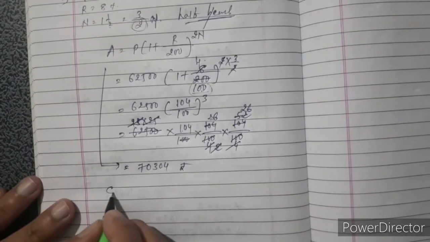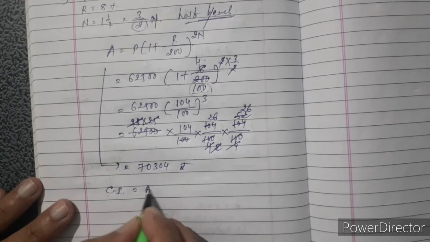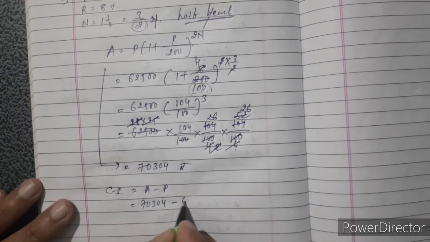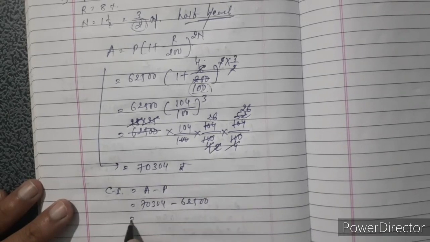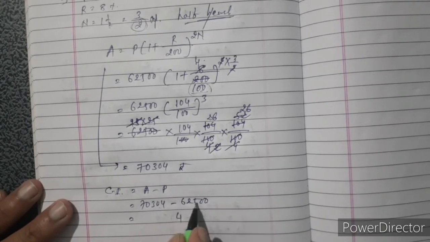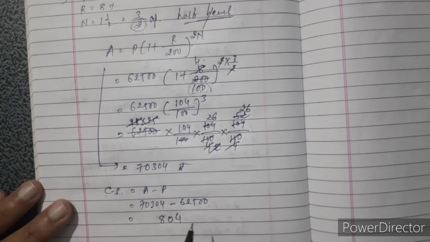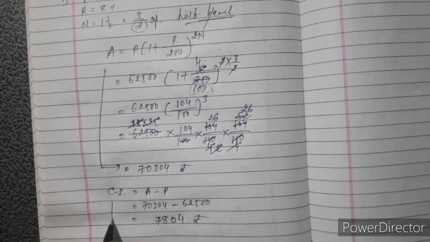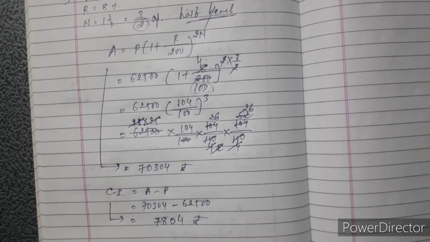Okay, and compound interest is A minus P, that is 70304 minus 62500 equal to 4, that is 0. Now 3 means 13, 8. Okay, and here 969 and 62, so that is 7 rupees, that is your compound interest.